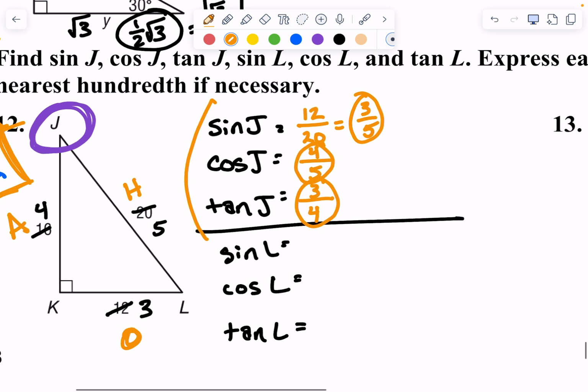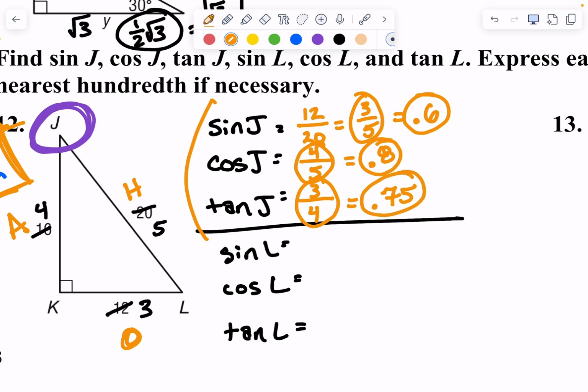Now, they also want decimals as well. What's 3/5 as a decimal? 0.6. Do you know that already? What's 4/5 as a decimal? 0.8. What's 3/4 as a decimal? That one you should know for sure. Okay, they want both of them. They want fraction and decimal, right?